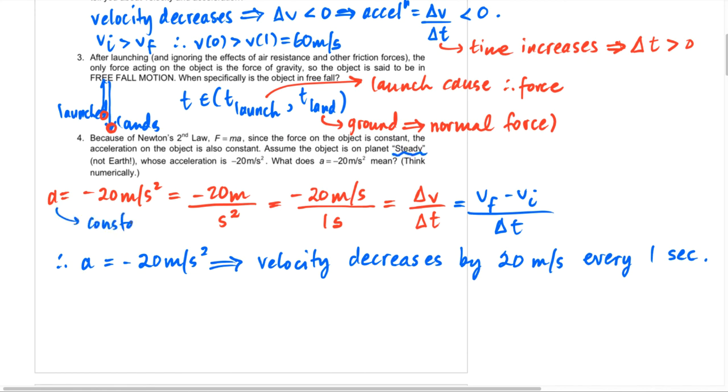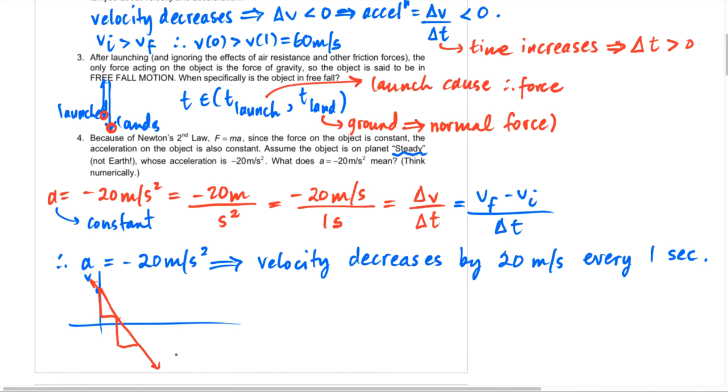And since the acceleration is constant, that means every 1 second that passes, another 20 meters per second of velocity is lost. And what we can say is, if this is our velocity graph, and as time goes on, if the velocity loses 20 meters per second for every 1 second, and that's happening at a constant rate, then we end up getting some kind of linear function for velocity.